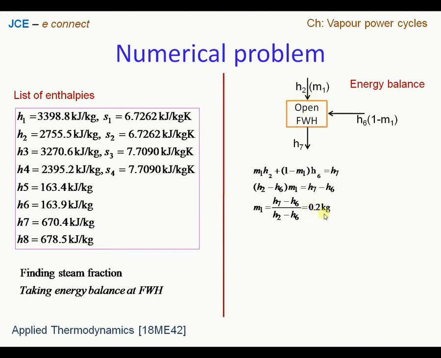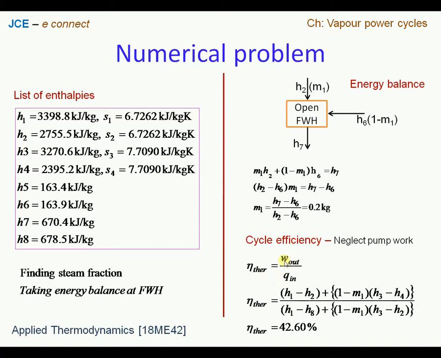So we are now comfortable finding out the M1 quantity of steam by carrying out the energy balance. Now proceeding further, we are left with the last parameter, that is the cycle efficiency, and they told us to neglect the pump work. So we have the equation now, that is output work divided by heat supplied.